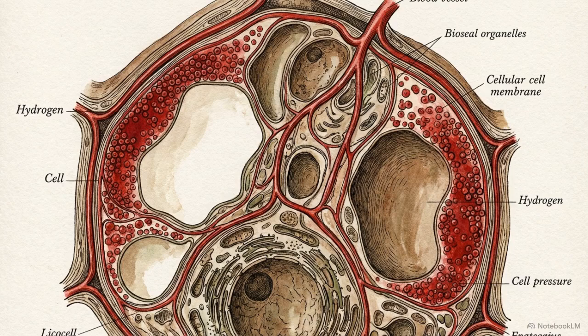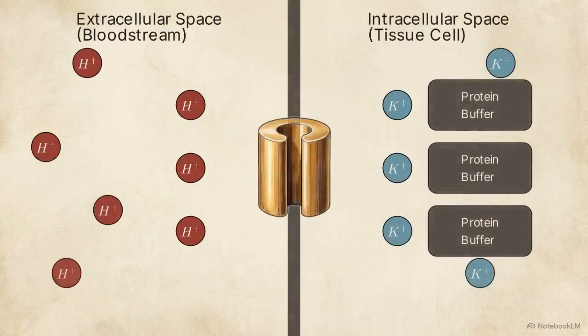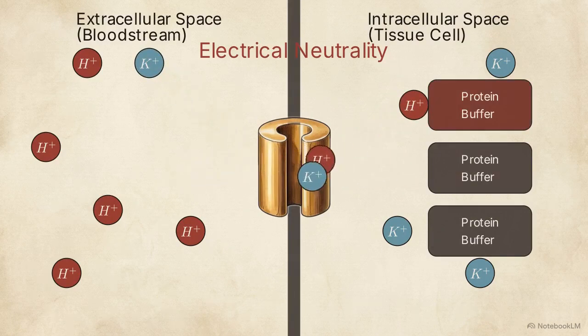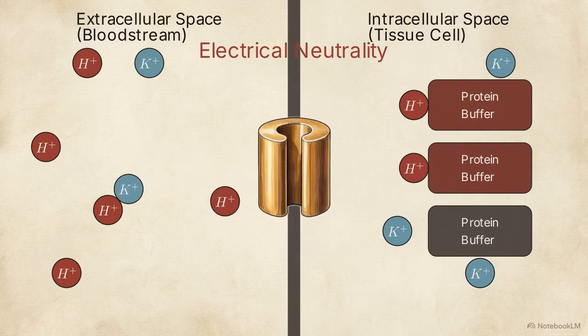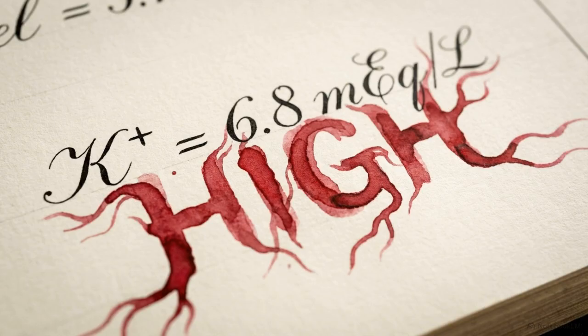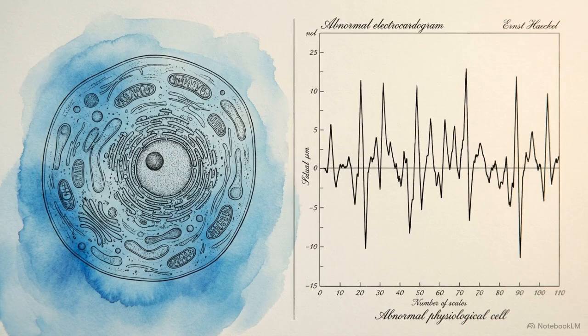As extracellular bicarbonate is consumed, excess hydrogen ions move toward intracellular protein and phosphate buffers. This creates a problem for electrical neutrality. As positively charged hydrogen ions force their way into the cell, they push positively charged potassium ions out into the bloodstream. This mandatory exchange is required to maintain transcellular electroneutrality. This cellular shift explains why acute metabolic acidosis typically presents with clinical hyperkalemia. The body sacrifices stable potassium levels to temporarily halt lethal intracellular acidification.